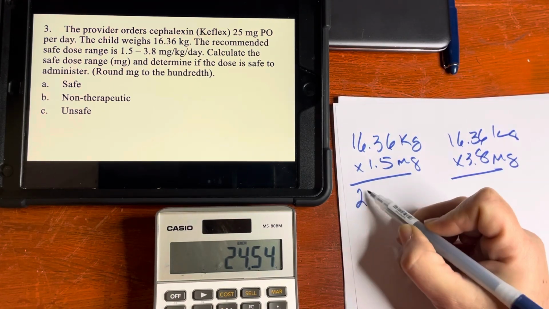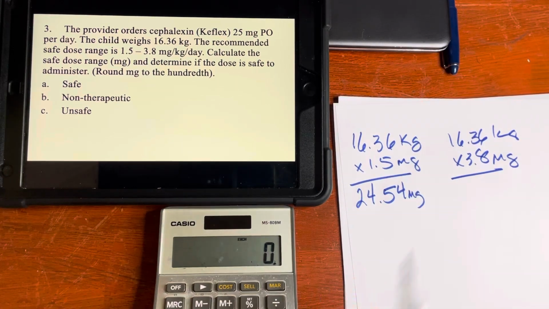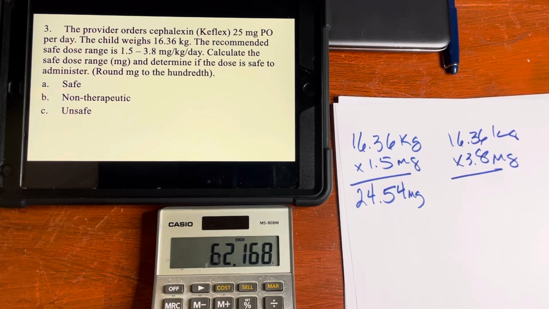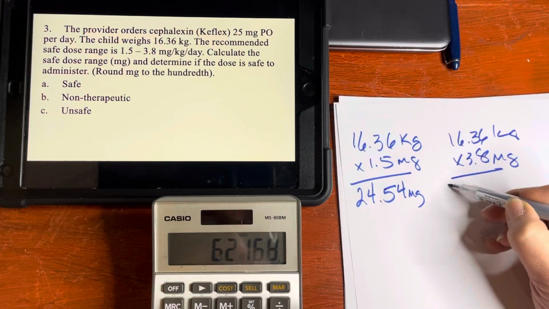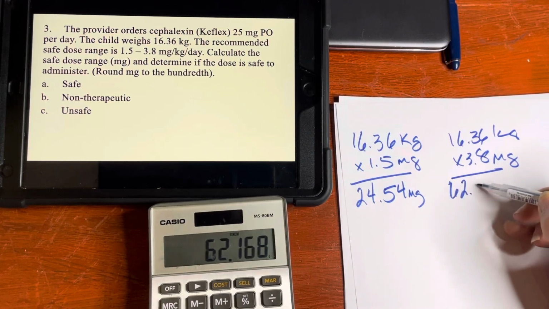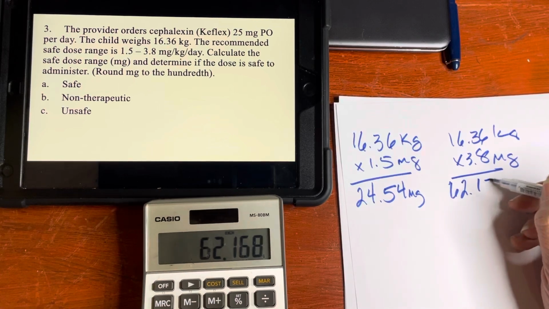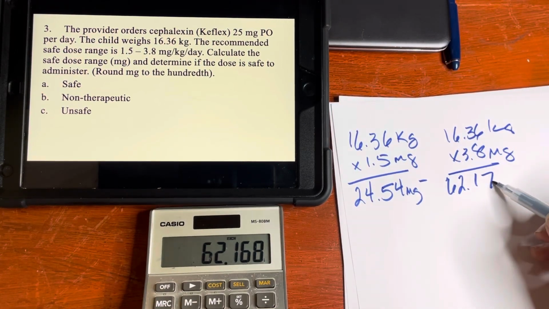That is 24.54 milligrams. And 16.36 times 3.8 equals, oh goodness, 62.1. You see that 8 will make that 6 a 7. So this is our range right here.